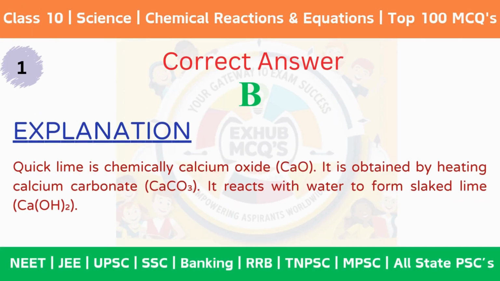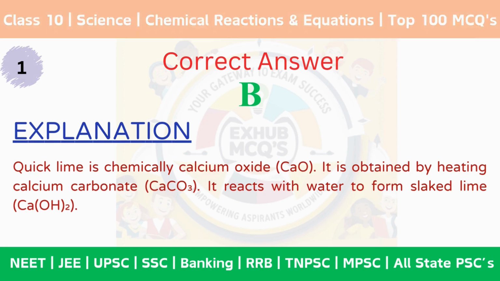The correct answer is option B, calcium oxide. Explanation. Quicklime is chemically calcium oxide. It is produced by heating calcium carbonate. When it reacts with water, it forms slaked lime, which is widely used in construction and for whitewashing.